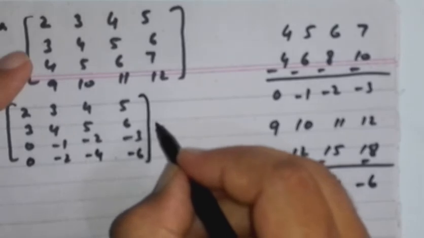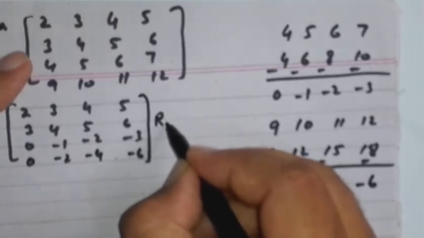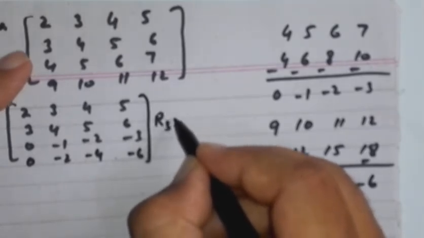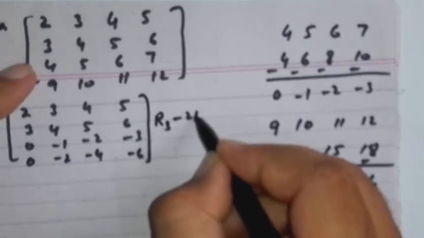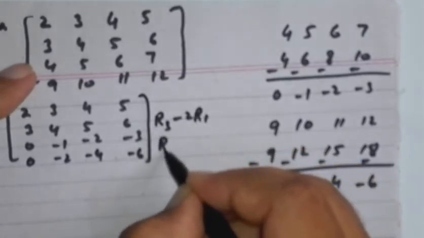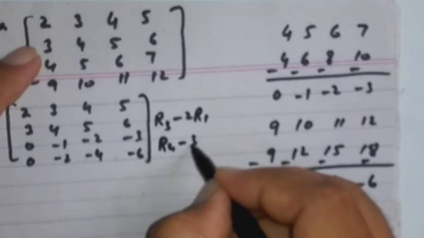How? Row third minus 2 times row first, and row 4 minus 3 times row second.